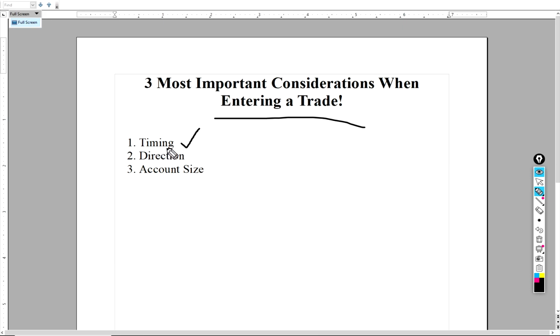We'll talk about what good timing is, and maybe just a scenario of what bad timing is, so you can understand the difference. Number 2 is direction. Now, this is a big one in the membership. A lot of people want to know both of these at the same time. I've heard this before. I had a member today ask me about this, and they want timing and direction.